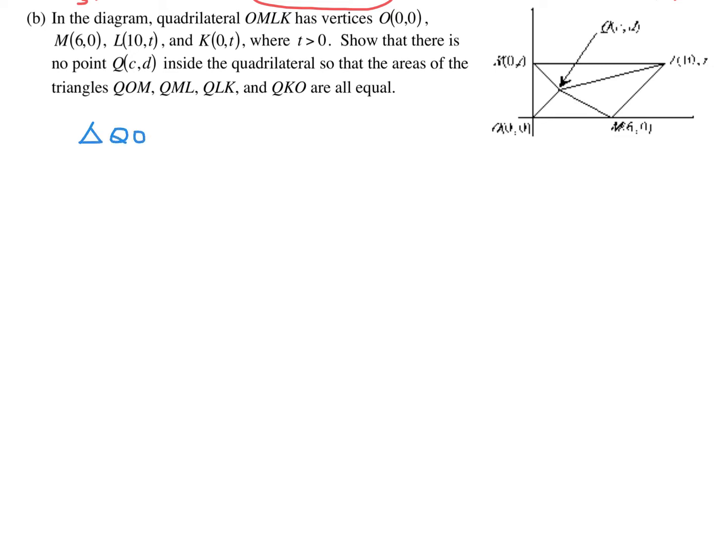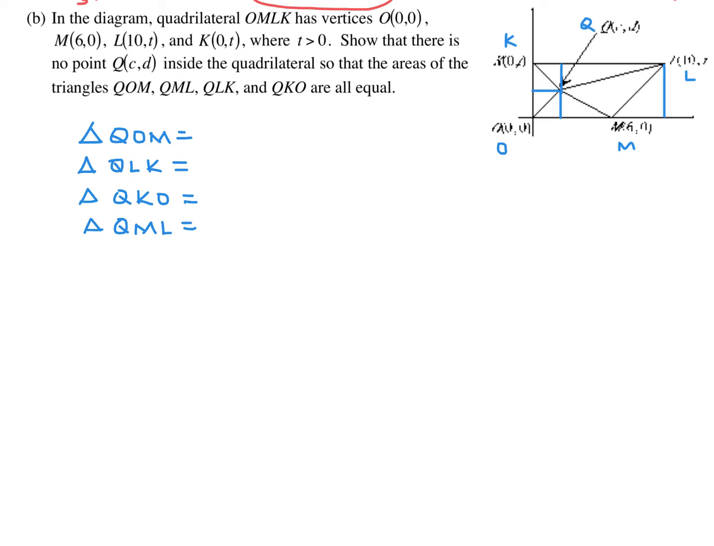So we have triangle QOM, which I'll figure out a little bit later. Then we have triangle QLK, triangle QKO, and finally triangle QML. So I don't want to make the diagram too messy, but I'm just going to draw a few lines. This line, this line, this line, and one final line that goes down that way. So this is O, this is my M, L up here, and this is K. And then Q is here, in the center.